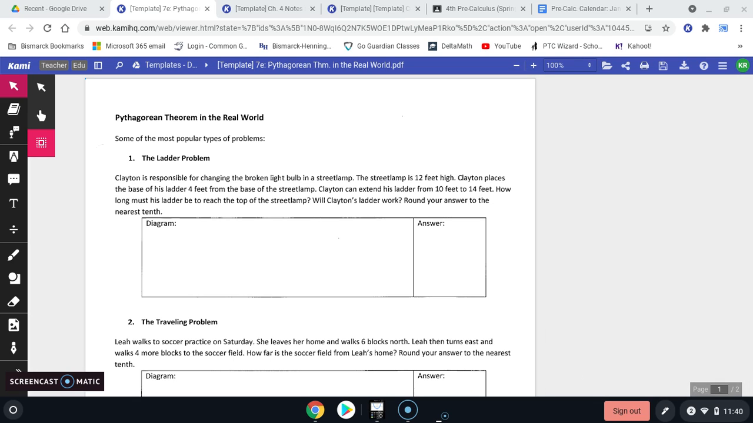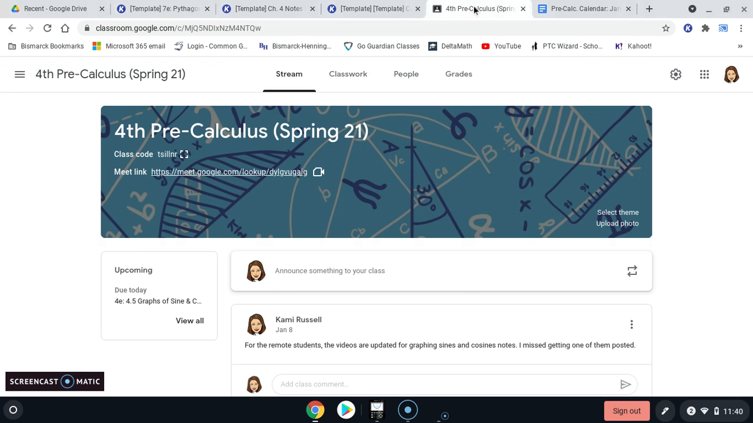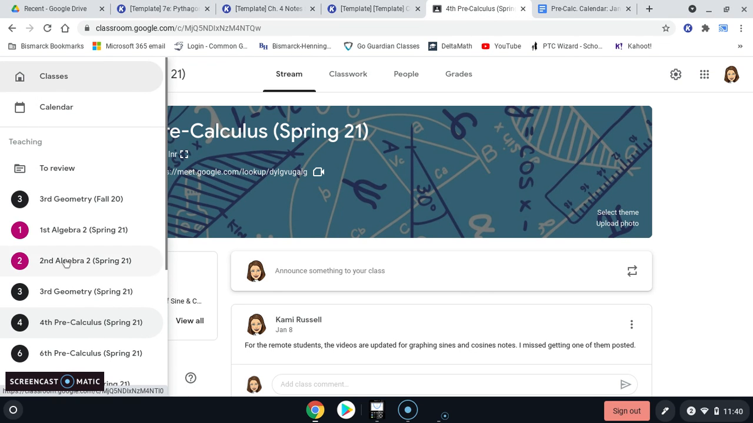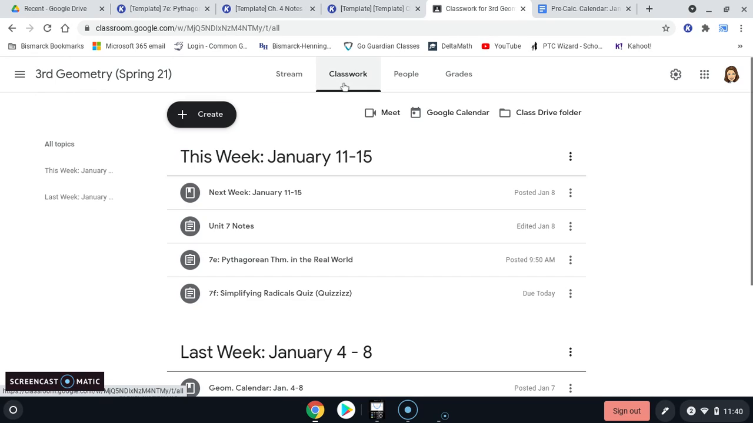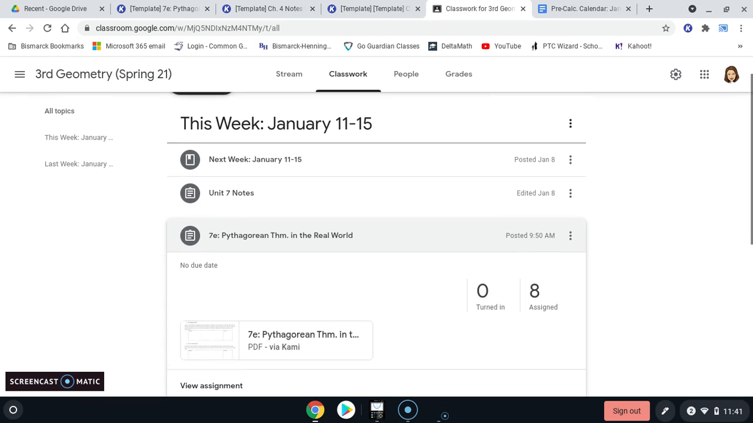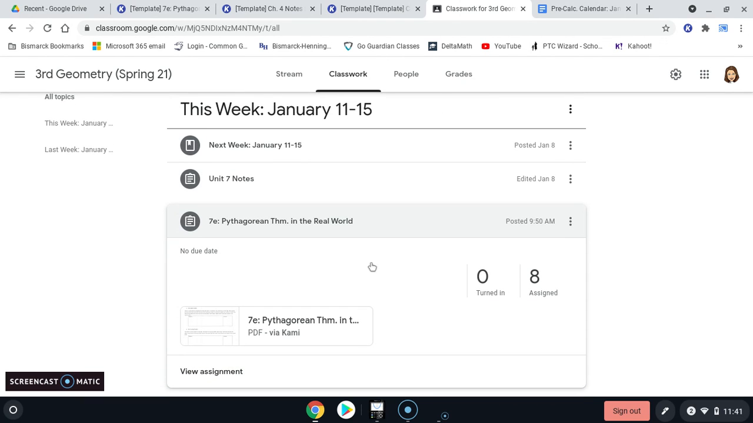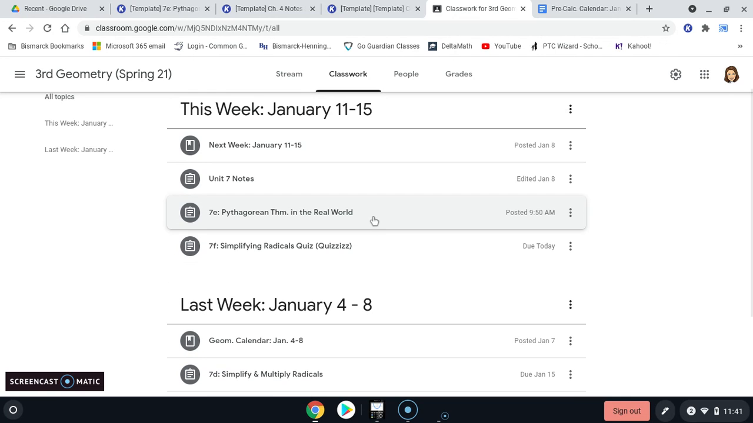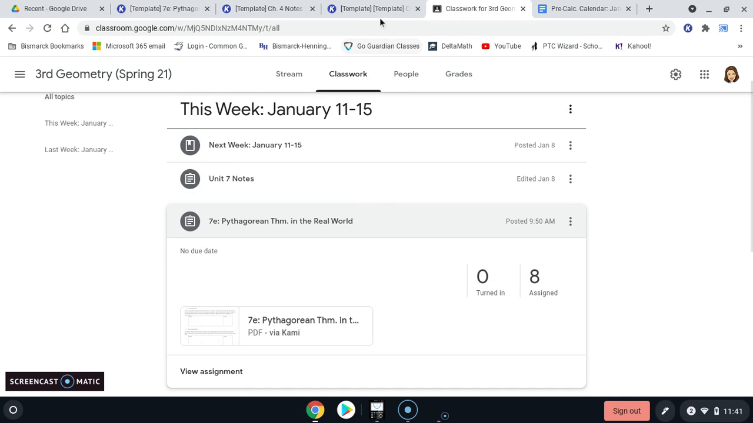Okay, we're going to be looking at Pythagorean theorem problems in the real world. So these aren't exactly notes. You will find them. Let me go back to third hour. Okay, so this is the Pythagorean theorem in the real world. This is the document that I've opened, and we're going to go through a couple of these problems together so you can jot down the work and have examples of those. And then you're going to be finishing those for your assignment tonight.